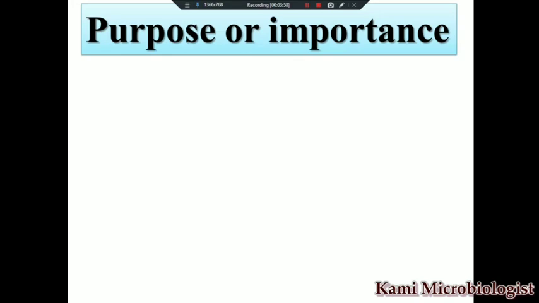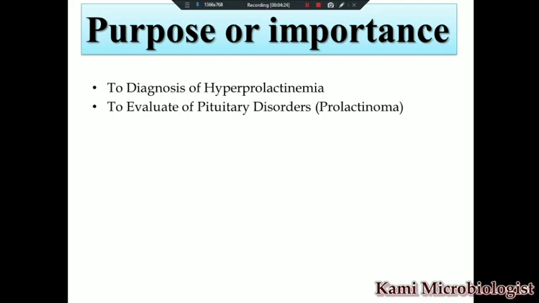Now let's talk about the purpose or importance, that is, why this test is recommended. This test is recommended to diagnose hyperprolactinemia. Hyperprolactinemia is actually the condition in which prolactin is secreted in a high amount. So this test is used to check the high level of prolactin, or to check the main causes of a high level of prolactin. It is also recommended to evaluate pituitary disorders like a pituitary tumor, which we can say is prolactinoma, okay.